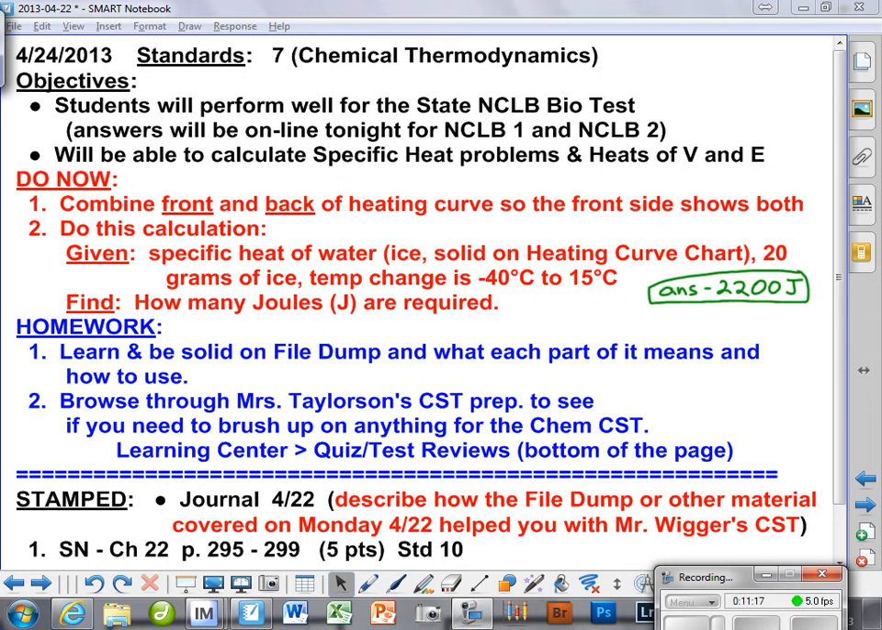Now in class, everybody is doing the do now. So you can do that too, and you should come out with the answer that you see on the board here, which is 2,200 joules. 2,200 joules should be your answer. And so, first one to have it and show me your calculation, you're going to get a point extra credit.